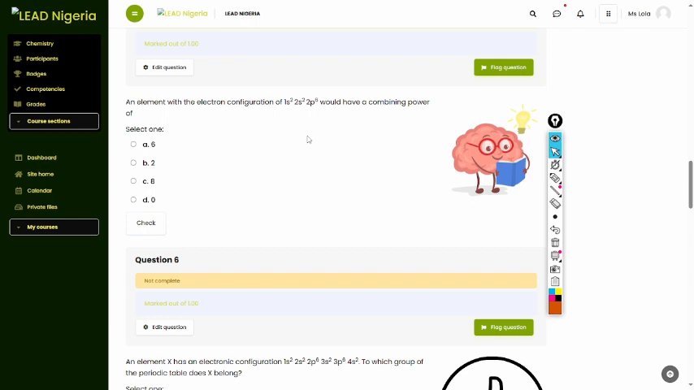According to the octet rule, the electron shell 2 needs 8 electrons to become stable. And once an atom becomes stable, it becomes unreactive because it has no reason to lose or gain electrons in order to combine with other atoms and become stable. So an atom whose second shell, or the outermost shell, has 8 electrons would become unreactive, and that means the combining power is 0 because it would not combine with any other element or atom. So the correct answer here is D.